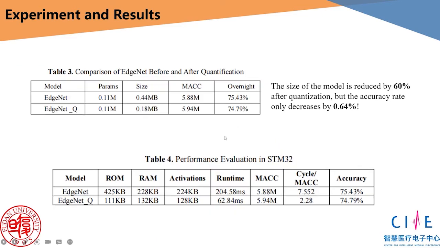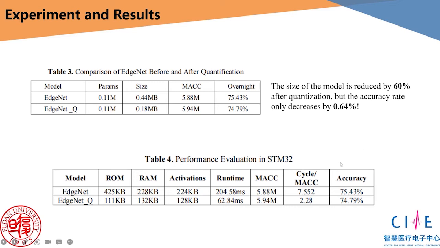Table 3 shows the comparison of the AgNet before and after quantization. It can be seen that the size of the model is reduced by 16% after quantization, but the accuracy rate only decreased by 0.64%. This proves that the quantization can indeed significantly reduce the model size and the computational complexity while ensuring classification accuracy. After the model is quantized, we deploy the AgNet in STM32 to evaluate the performance.